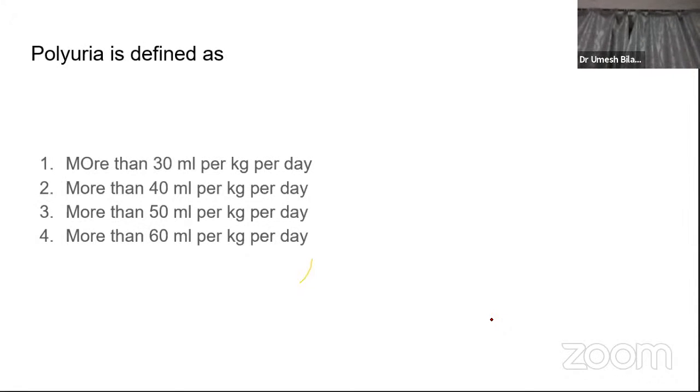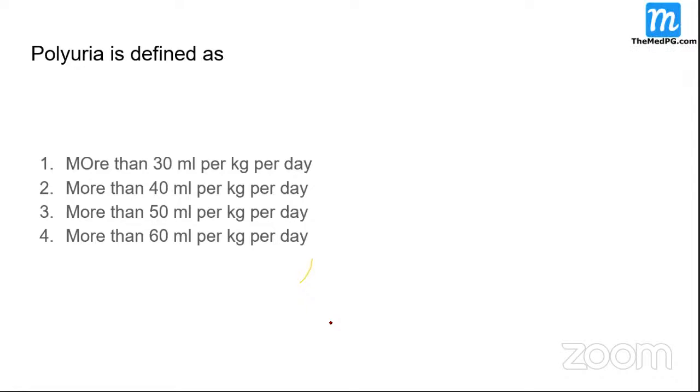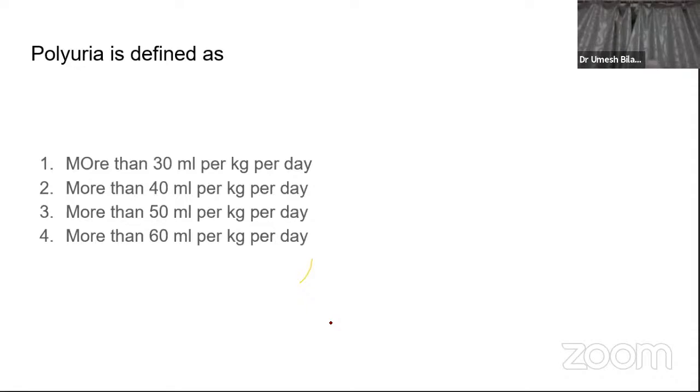So the first MCQ. Who wants to answer? This is a very simple question. Students. Hello? Manjunath? 50 mL. It is 40. It is 40 mL. This is a straightforward question. Polyuria means more than 40 mL. And along with that, I have just given that polydipsia means more than 100 mL.